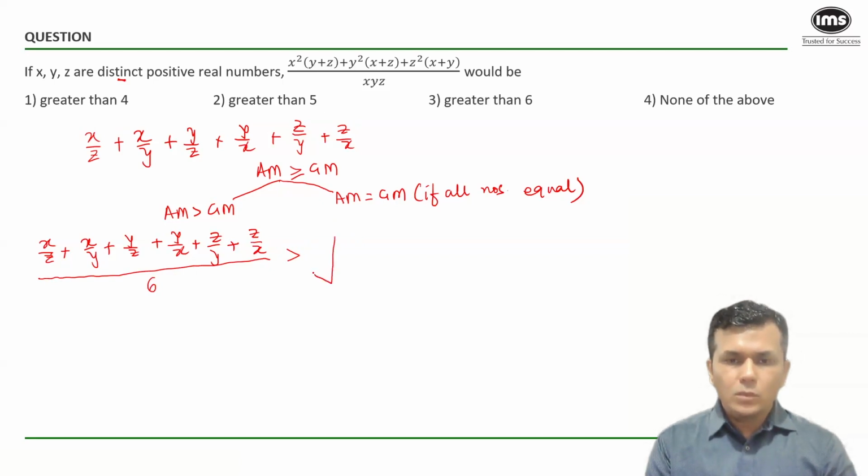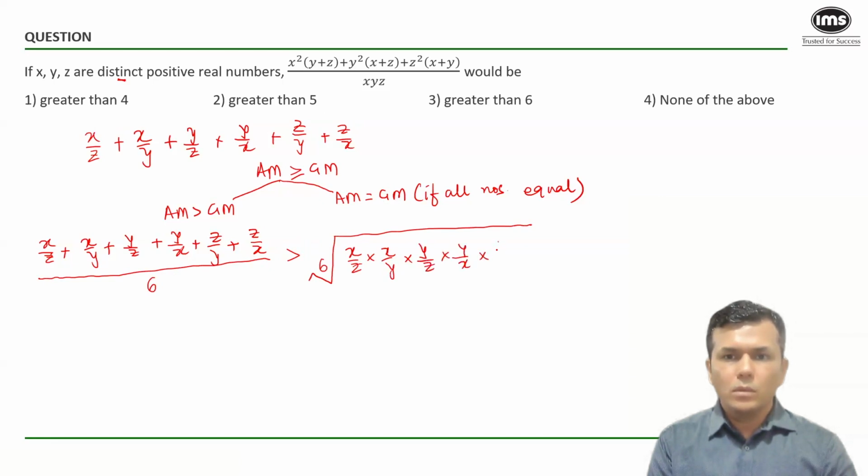What is the GM of these 6 values? 6th root of their product. So x by z into x by y into y by z into y by x into z by y into z by x. Now, over here, if you look at this, the entire thing gets cancelled out, isn't it? X gets cancelled. Similarly, y and z are also getting cancelled. So the value of this entire thing is 1, and the 6th root of 1 is also 1. So we have greater than sign and we have 1 over here.